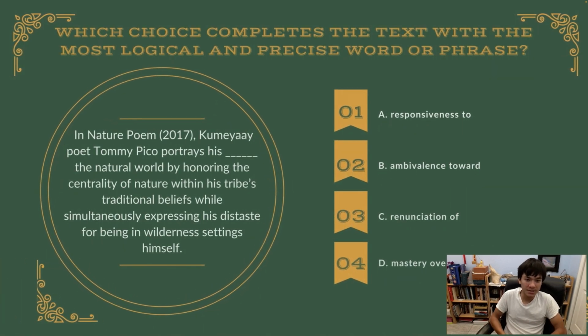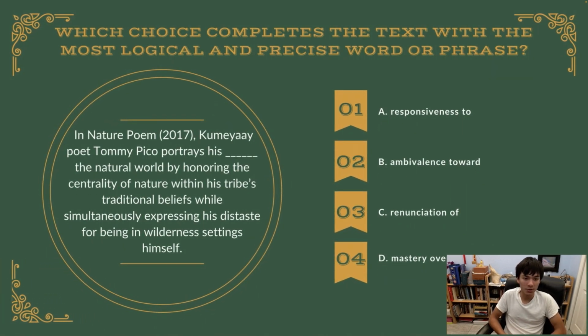In Nature Poem, 2017, poet Tommy Pico portrays his blank, the natural world, by honoring the centrality of nature within his tribe's traditional beliefs, while simultaneously expressing his distaste for being in wilderness settings himself.